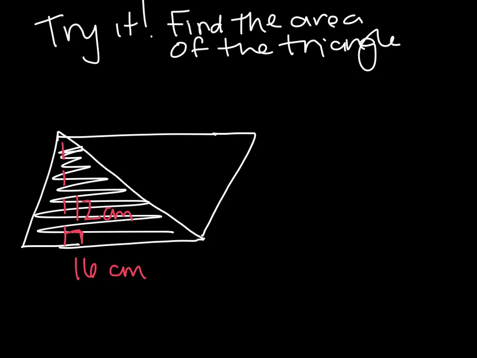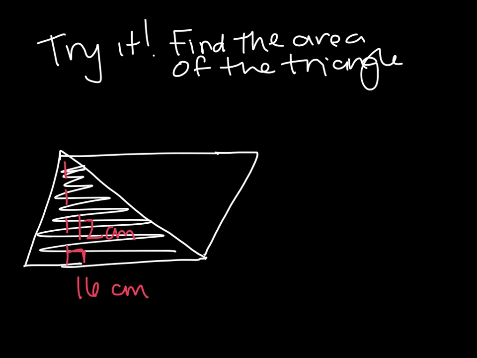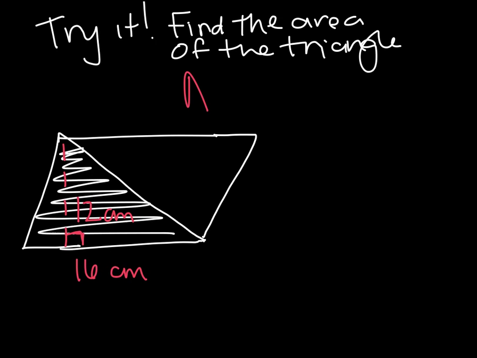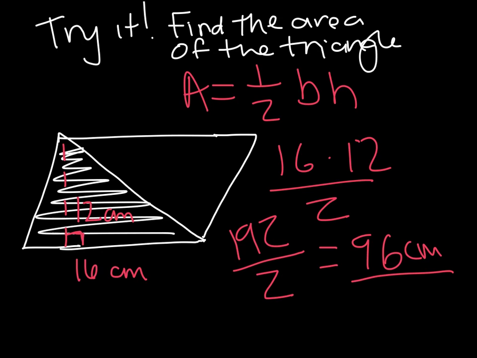Alright, go and try this one. The base for this one is 16 and the height is 12. So remember the formula and try and figure it out. So A equals base times height. Alright, so you should get that final answer. Again, if you guys aren't getting it, make sure you ask.